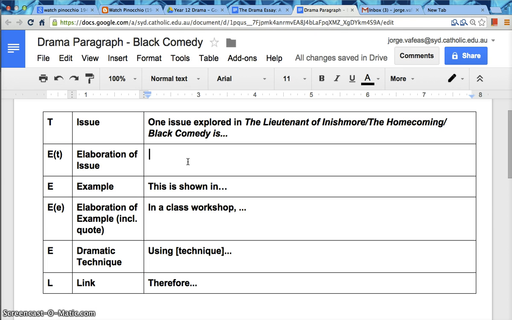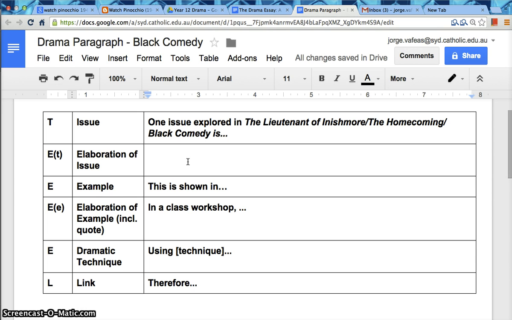This is shown in the scene in Lieutenant of Inishmore when Donnie and Davy attempt to kill Weed Thomas. This is shown in The Homecoming when Ruth and Lenny flirt with each other. Okay, you give a brief outline of what the scene is. Do not get into the habit of describing everything that happens in the scene. The markers know what happens in the scene.